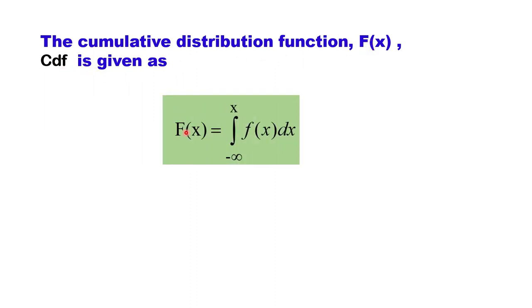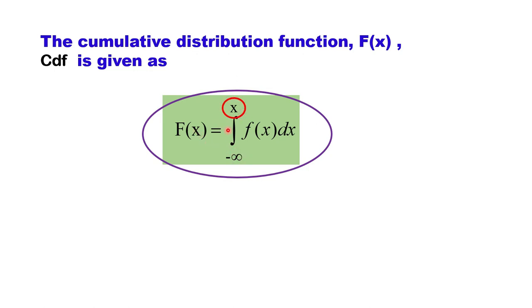To answer the question, you need to recall that the formula for the cumulative distribution function, capital F or CDF, is given as the integral from negative infinity to x of f(x) dx. So you have to take note of the formula here. The integral is from negative infinity to the point x here.